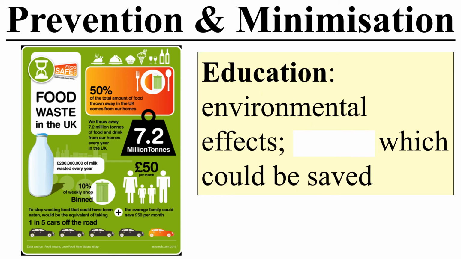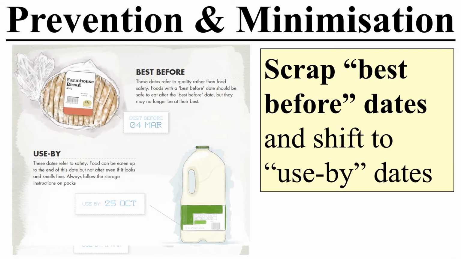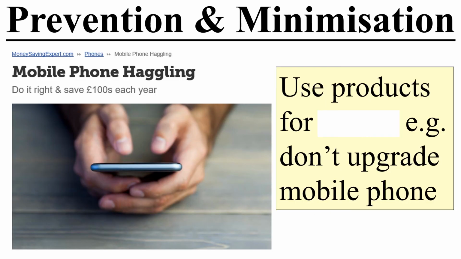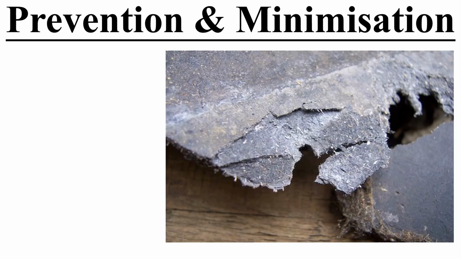So this is prevention and minimisation: just telling people how much they could save if they didn't waste. Here are some other ways in which you could prevent or minimise waste. Scrapping best before dates. You might have also had this, so using products for longer, not being so quick to upgrade when you get that email saying you can upgrade now. Also looking at design and manufacturing.